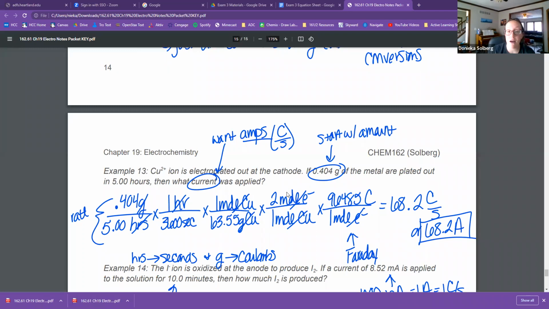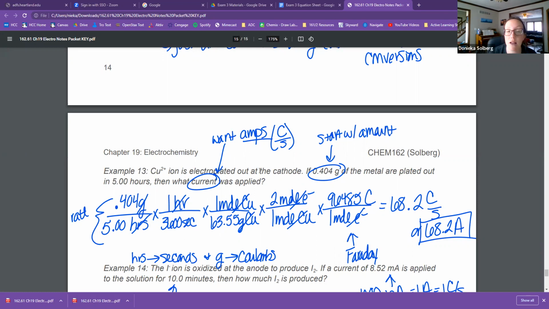And then we also have Faraday's constant, which is coulombs per mole of electrons, and it is 96,485. That is a constant. Coulombs per mole. So that actually gets me from moles to coulombs, which means now I am just left with coulombs and seconds. So coulombs per second. If I do all this math, I end up with 68.2 coulombs per second, which is just 68.2 amps.